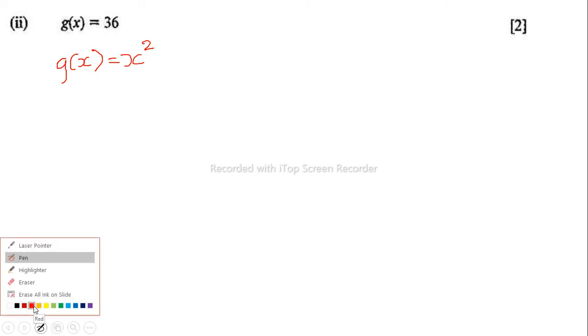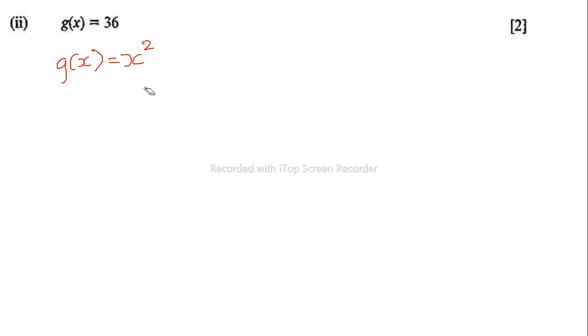I wrote this question wrong. It's supposed to be 36. Yeah. So remember, what is g of x? The function g of x, we saw before, the problem is x squared. So what we're going to do is replace g of x with x squared. And so it's equal to 36.